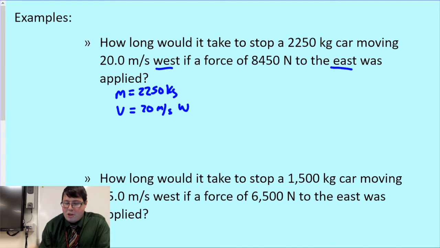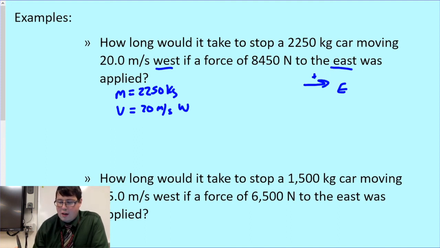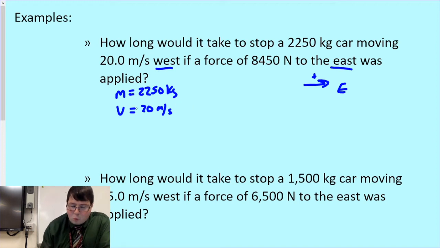So you notice they mention these directions. Direction is going to matter. These are vector quantities. In fact, momentum and impulse are both vectors. So we care about which direction these are going. So let's go ahead and say, when I did my practice here, I said that the east was positive. We're going to say that the east direction is going to be positive. Since my velocity is west, we can just say that that's negative 20 meters per second. My force then is going to be 8,450 newtons. And because it's moving to the east, it's positive.